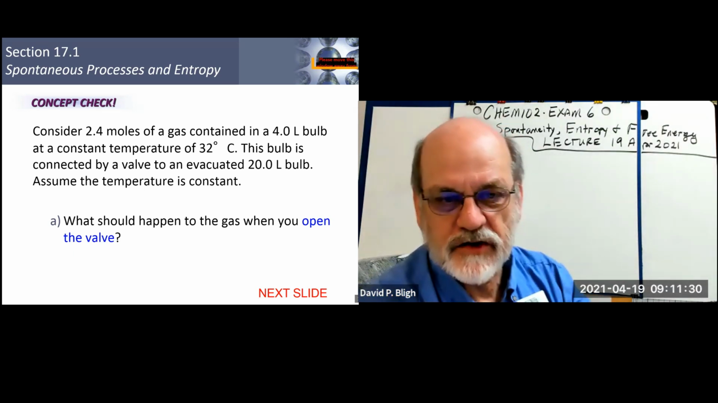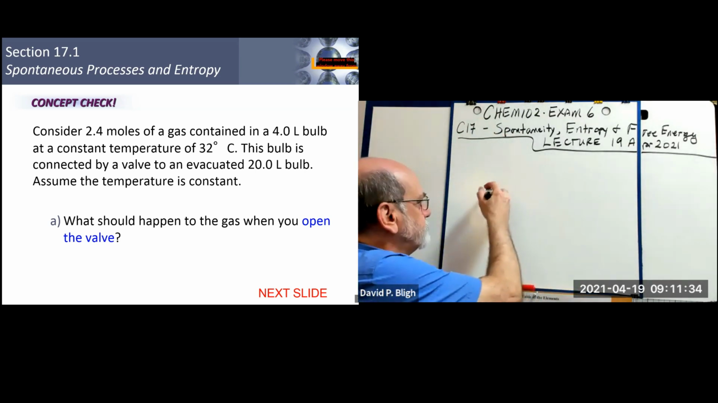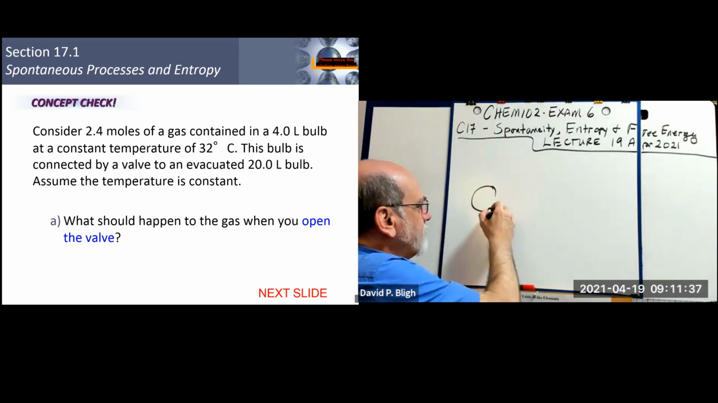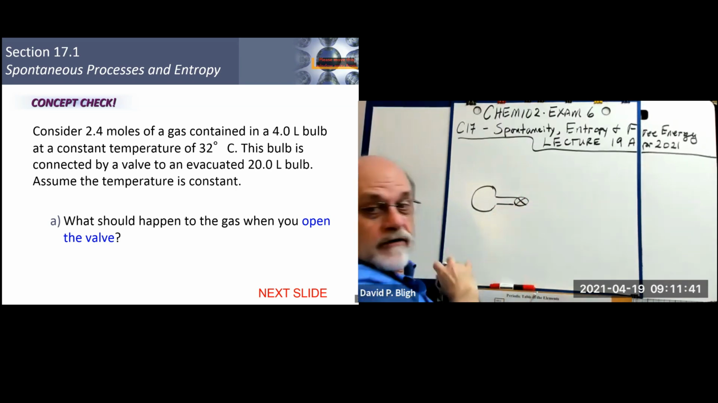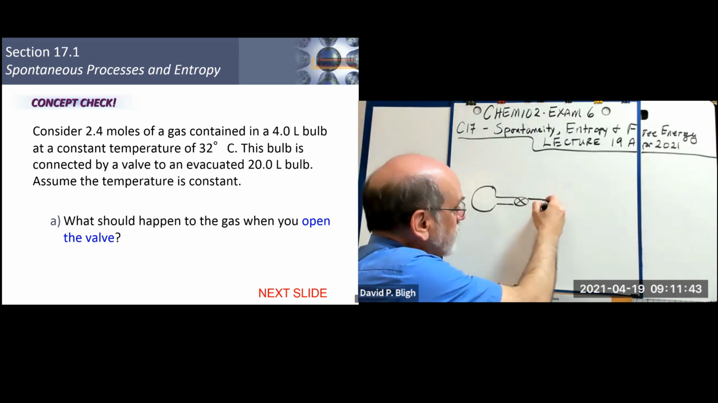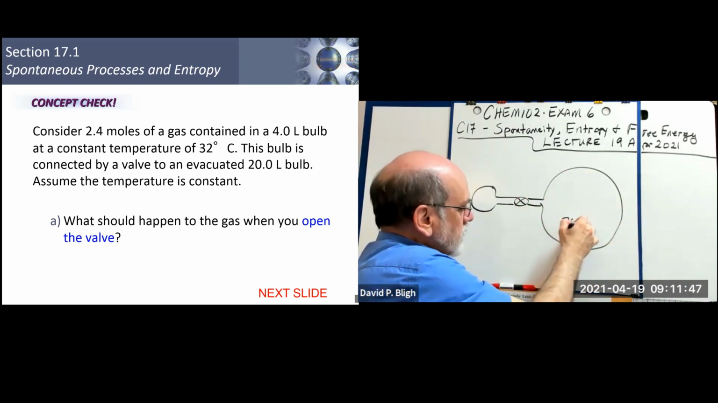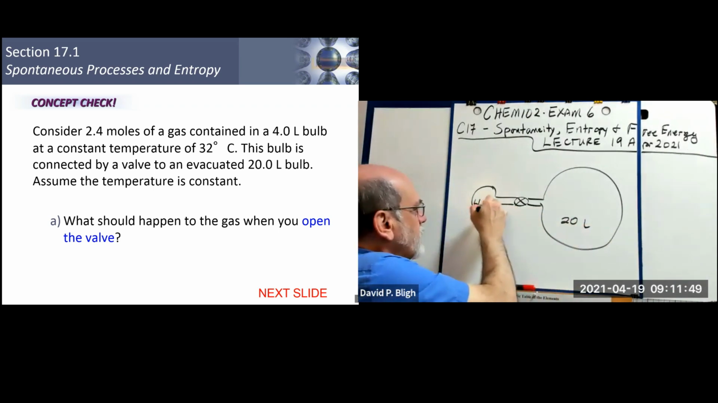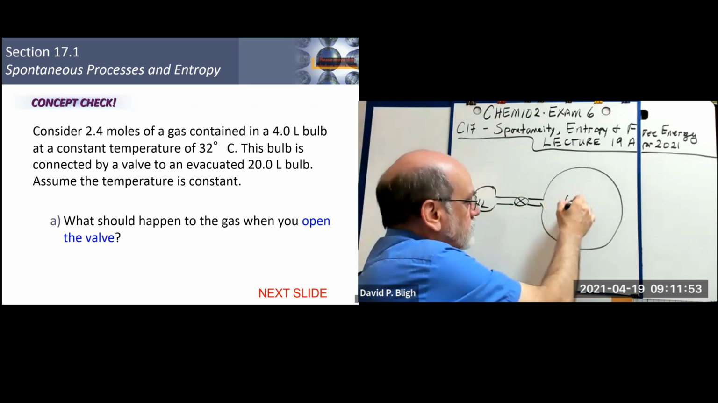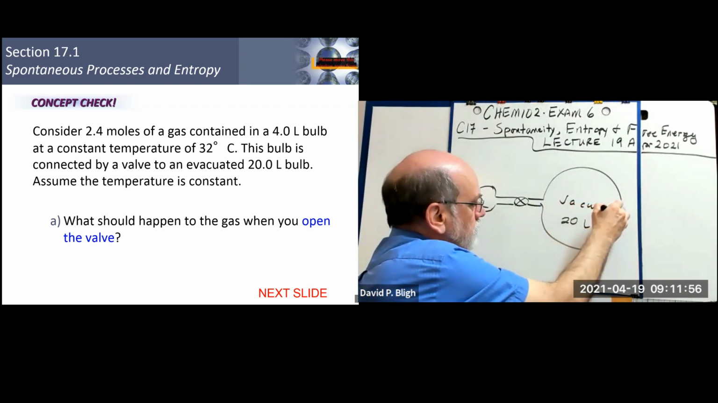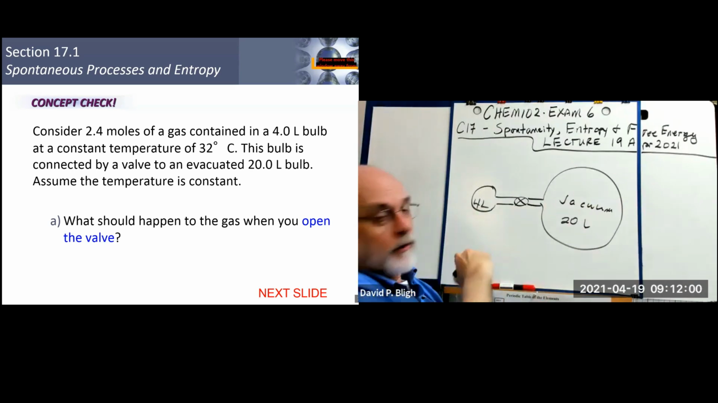Let's say you have a situation where you've got a 4-liter bulb on one side connected, through a valve, to a 20-liter bulb on this side. So that's 20 liters. This is 4 liters. This side is a vacuum. There's nothing in it. On this side, we've got 2.4 moles of gas.